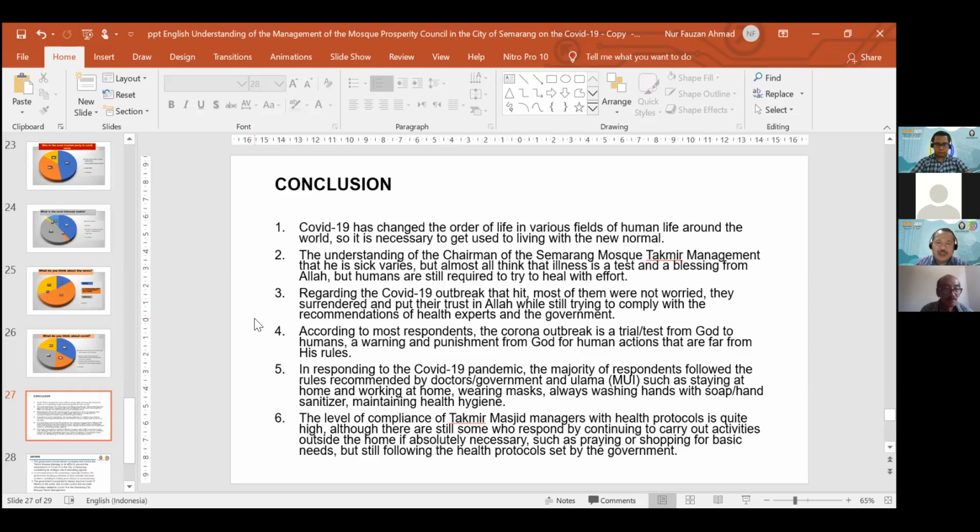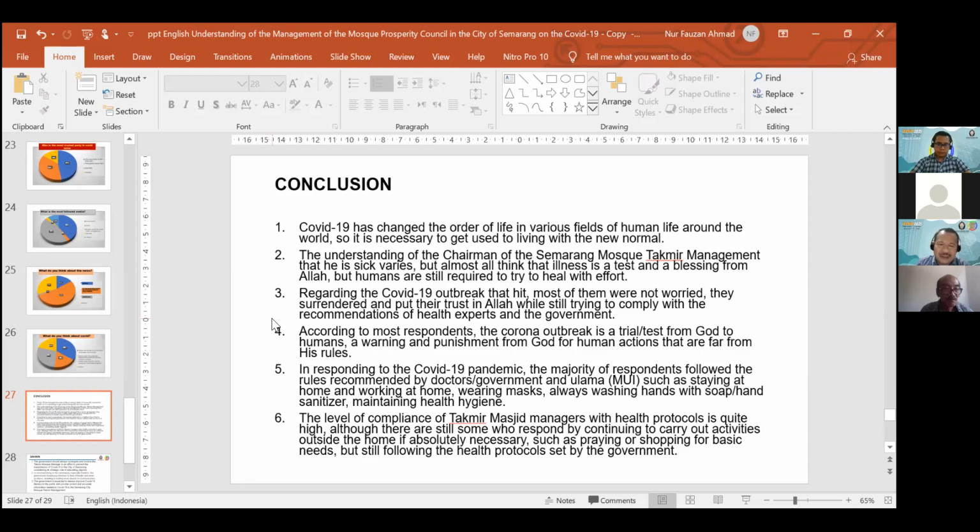5. In responding to the COVID-19 pandemic, the majority of respondents followed the recommendations of doctors, the government, and ulama, namely Majelis Ulama Indonesia, such as staying at home, working at home, wearing masks, always washing hands with soap or hand sanitizer, and maintaining health hygiene.